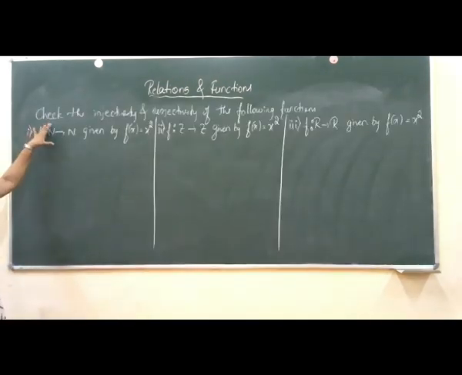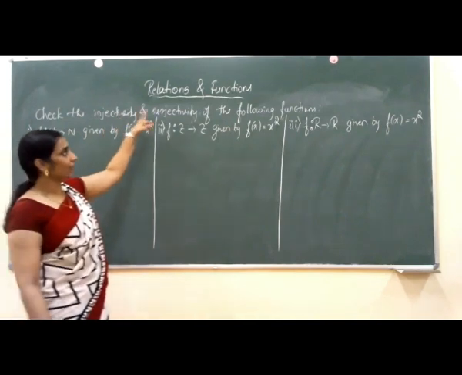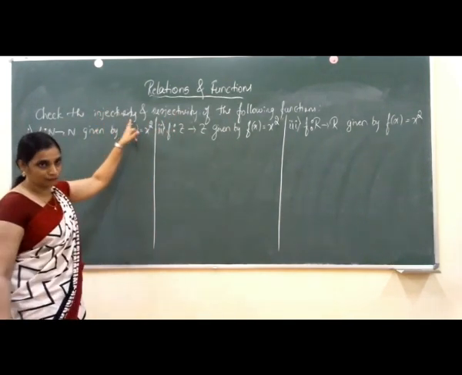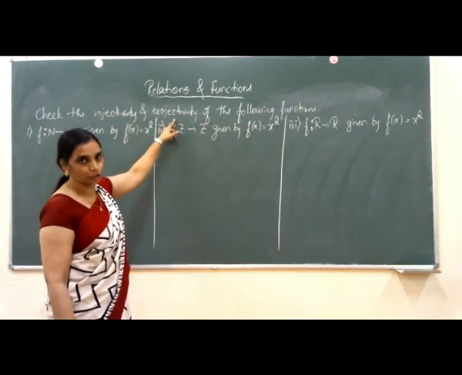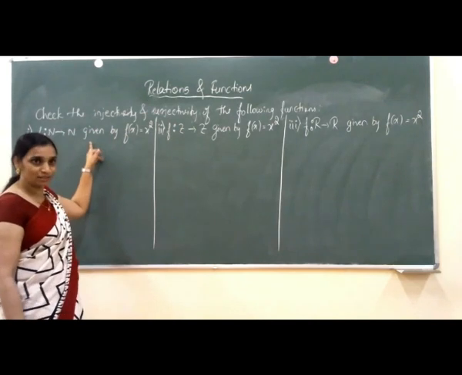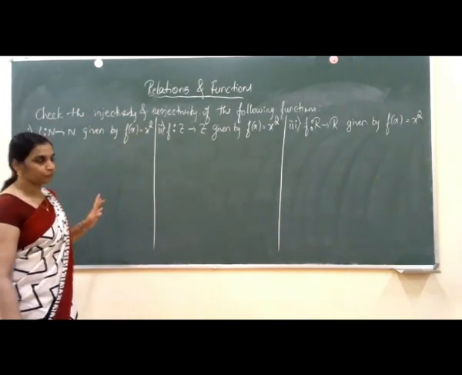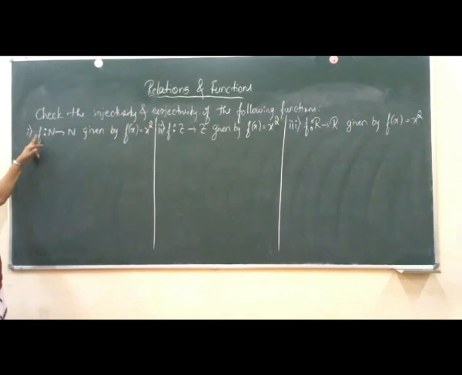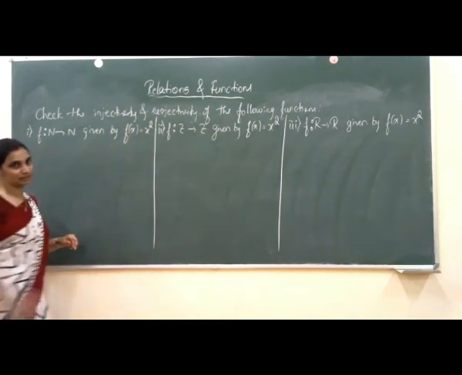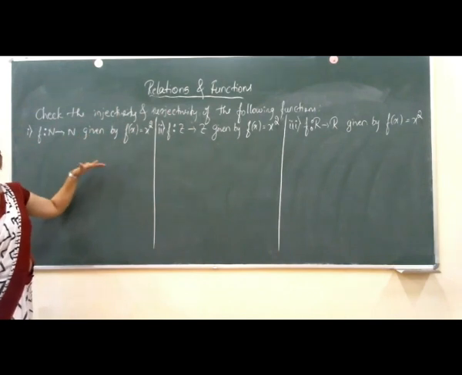Now in this question, we need to check the injectivity and surjectivity of the following functions. Injective means one-one, surjective means onto. So for these three functions, we have to check whether the function f is one-one and onto. The first question is a function f from N to N, the set of naturals, given by f of x is equal to x square. Whether it is one-one and onto.